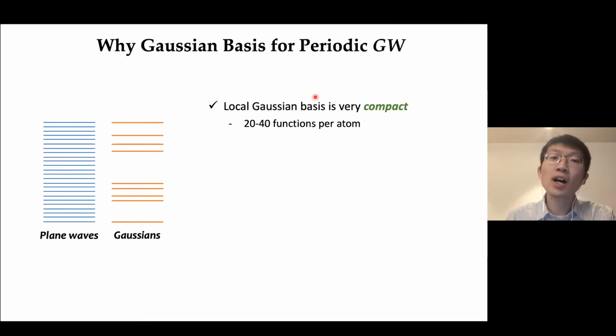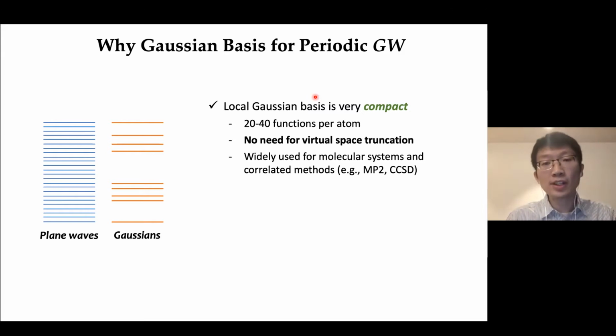First of all, because Gaussian basis is a local atomic-like orbital, it is very compact. Normally, one only needs maybe 20 to 40 functions per atom. And because of that, there's really no need for any virtual space truncation in periodic GW calculations. This type of Gaussian basis is also widely used for molecular systems, and particularly correlated methods such as MP2 or coupled cluster theory.